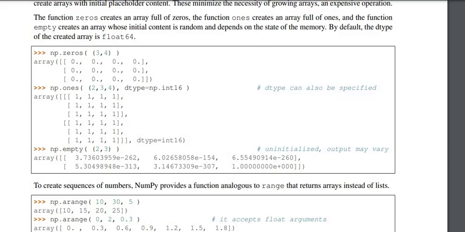So you have various functions. np.zeros(3, 4), 3 rows, 4 columns, all zeros. np.ones(2, 3, 4), all ones. np.empty(2, 3), that is 2 rows and 3 columns. If it is uninitialized, meaning the values are not specified, you get some garbage values. The output may vary.